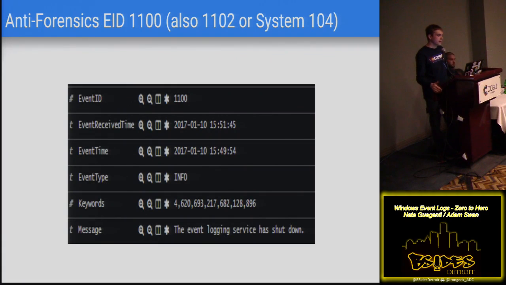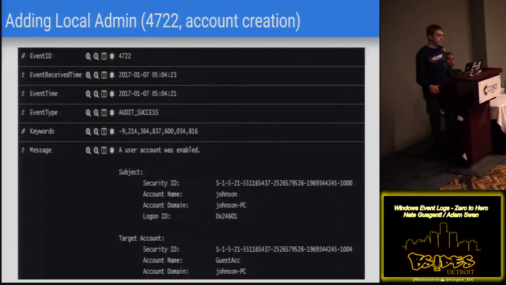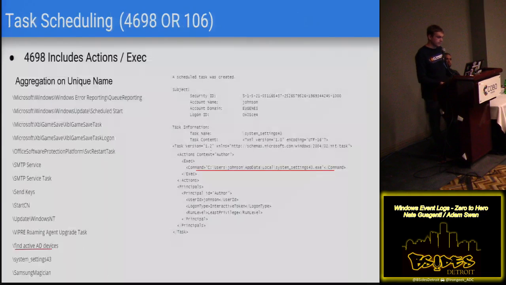So there are anti-forensics where the event log service can be shut down. Anti-forensics techniques, right? So this is just one of them. Event ID 1100. From the lab, we get a lot of malware that likes to add local admins. So that's one of the things that we look for on your networks. If you're still using local admin accounts, time to move into the 21st century. Disable those if you can.